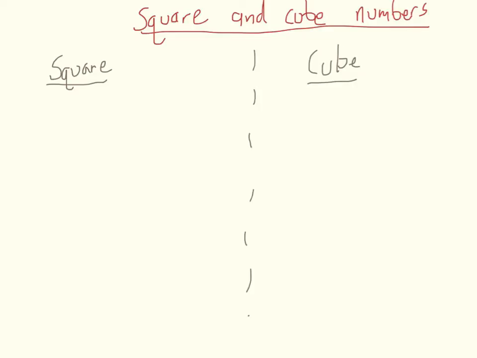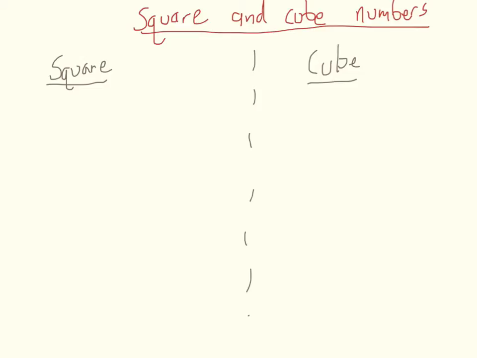Square and cube numbers. These are two really important sets of numbers that you must learn for your exam. You really need to know your first 12 square numbers and probably your first 5 cube numbers. But what do we mean by a square and a cube number?